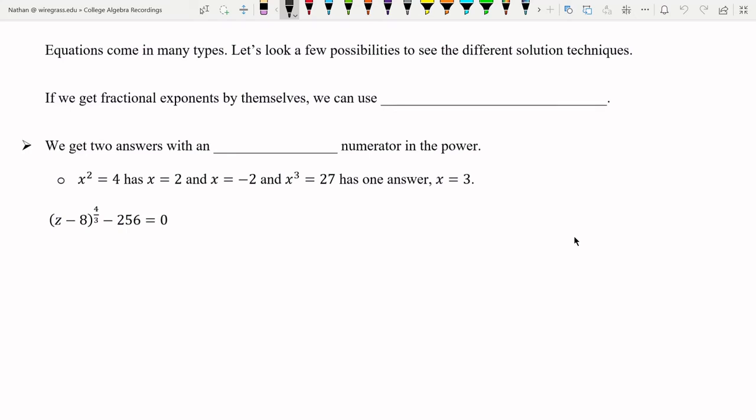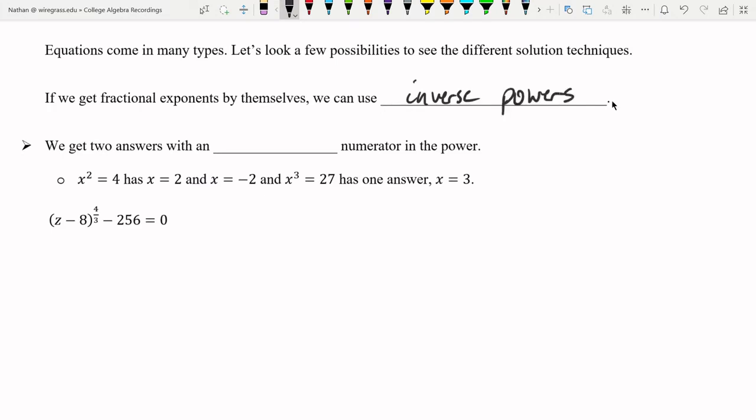There are many different types of equations that you can come across, and we're going to look at just a few of them here in this video. So first off, if we have fractional exponents, if we can get them by themselves, then we can use inverse powers.